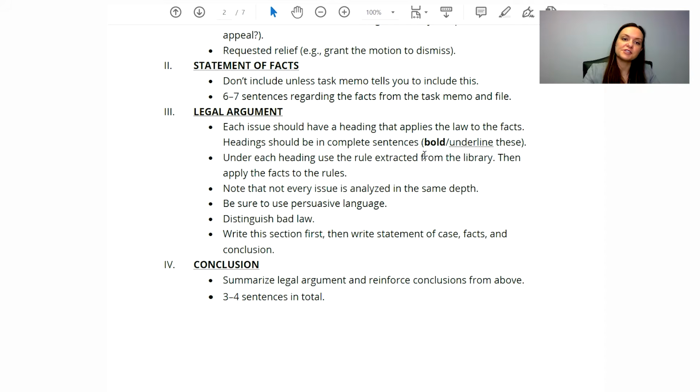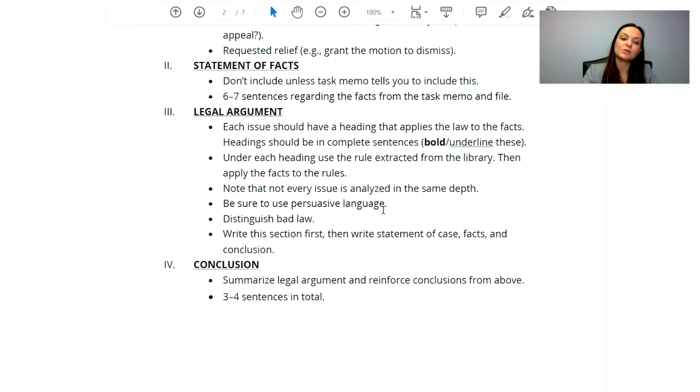The next section here is your statement of facts. Again, you're not including this unless you're told specifically to do so. This is about 6 to 7 sentences, give or take a little bit, using, again, the facts provided to you in your task memo and file. It's also helpful for you to draft this after your legal argument if this is something you're expected to do, because this way you'll have a better feel for the facts, and more importantly, you'll have a better feel for those facts that are important, that you should actually be discussing.